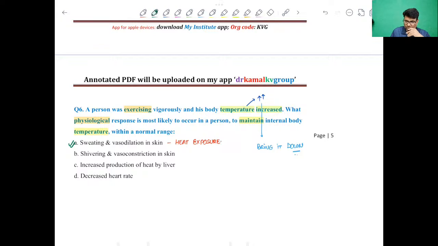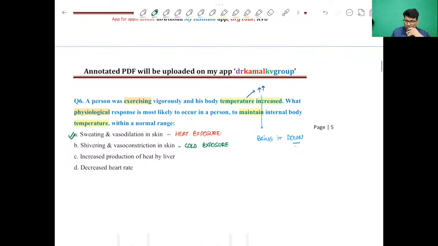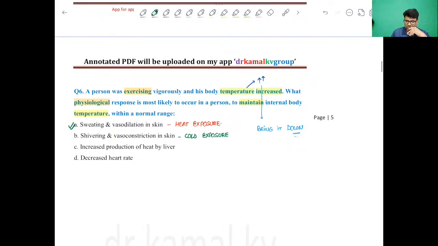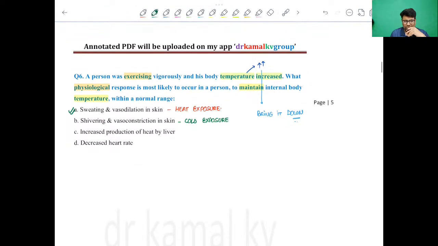Clear? Option B is response to cold exposure. Clear? And liver has no role in heat production. So option A is right, because it is about exposure to heat, and the body will try to reduce the temperature by sweating and vasodilation, right? So this is a basic concept framed in a different manner.